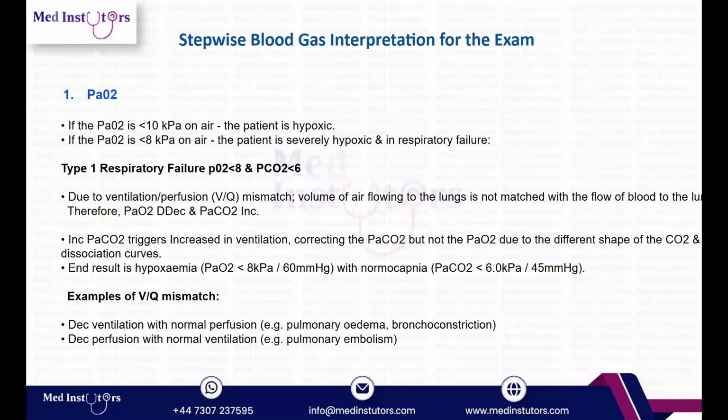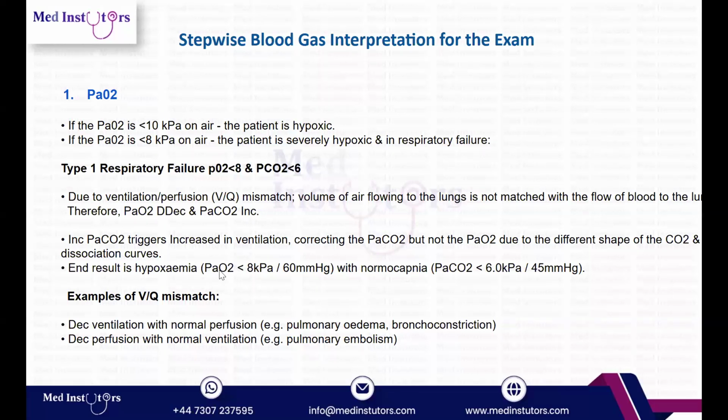So the answer is, in type 1 respiratory failure, there is no very high amount of carbon dioxide in the patient's blood. But in type 2 respiratory failure, there is a massive accumulation of carbon dioxide in the patient's blood. That means in your ABGs, the partial pressure of oxygen would be less than 8, along with a drastic increase in the partial pressure of carbon dioxide. Increased partial pressure of carbon dioxide triggers increased ventilation, correcting the partial pressure of carbon dioxide, but not that of oxygen, due to the different shape of the carbon dioxide and oxygen dissociation curves.